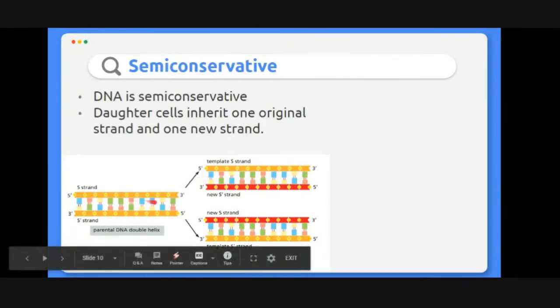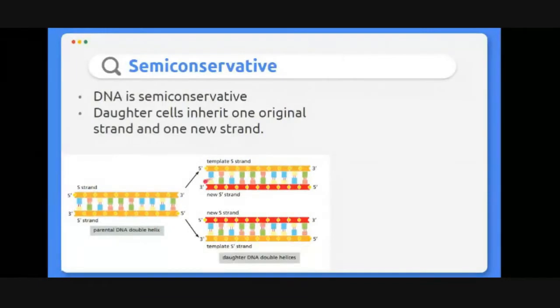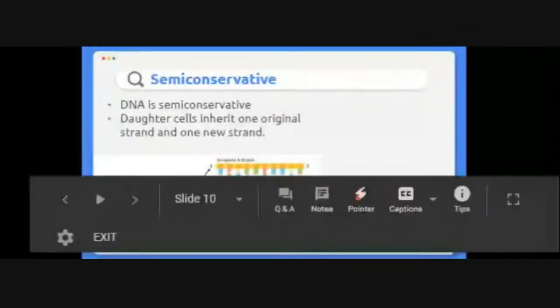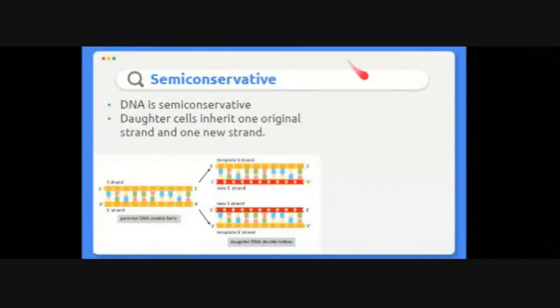So, di ba? Ito yan. Itong nasa taas. And one new strand. So, ito yung new strand. So, similarly, yung isang daughter cell mo, yung isang daughter DNA mo, mag-inherit din ng one original strand and one new strand. Right? So, kaya daw, semi-conservative ang DNA replication.